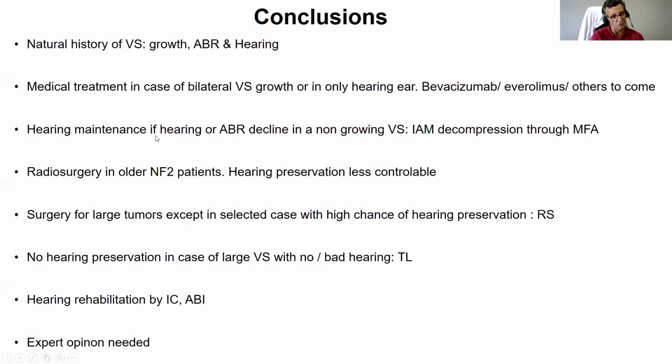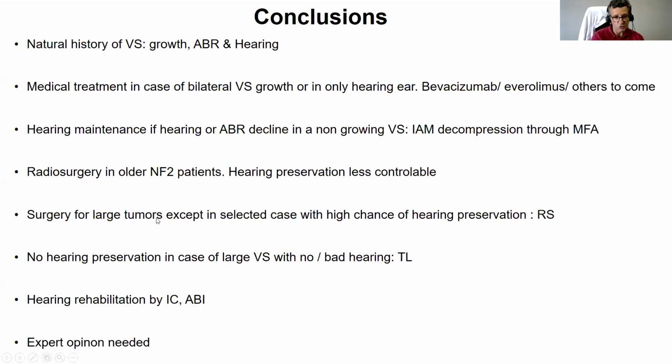Hearing maintenance could be interesting in case of ABR decline in non-growing vestibular schwannoma or in case of fluctuation. It's a simple surgery. We don't touch the facial nerve, the tumor, or the cochlear nerve. So it's a decompression through a middle fossa approach. Surgery is interesting in older NF2 patients, and we are using radiosurgery. Hearing preservation is less controllable, but it can stop and preserve sometimes hearing. So it's another tool.